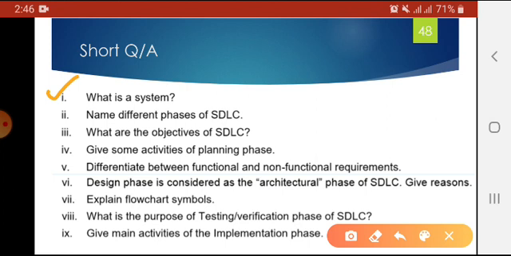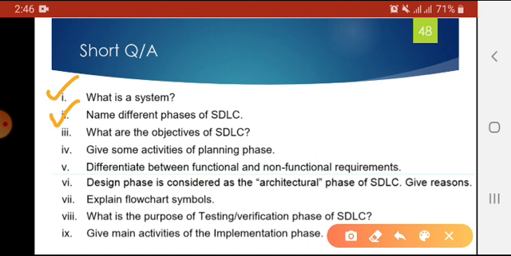Question number 2. Name different phases of SDLC. This is a very direct question. Simply you have to memorize and reproduce the phases of SDLC.